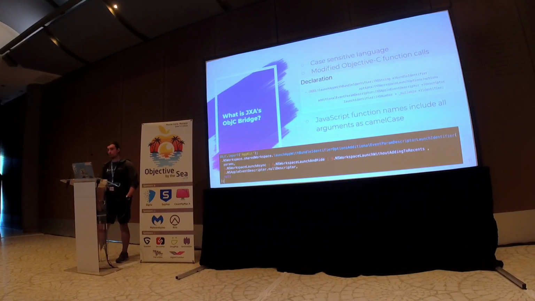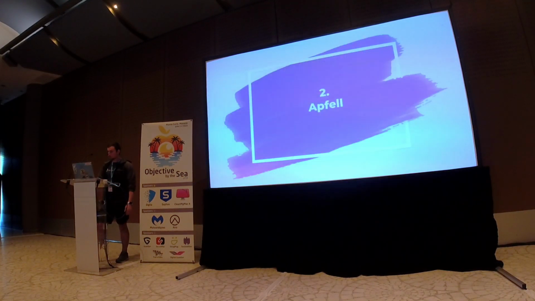If you want to actually call this in JavaScript, though, it gets really annoying because everything is case sensitive and all of the parameters get smushed together into one long function. So if you actually want to call this function in JavaScript, the whole function name is launchAppWithBundleIdentifier options additionalEventParamDescriptor launchIdentifier. So you have to get all of that case sensitive each time you want to call it. It's really annoying really fast, copy paste is your friend, but you can access all of these calls under the hood, which is really nice.